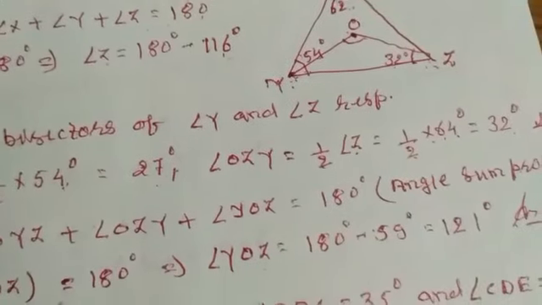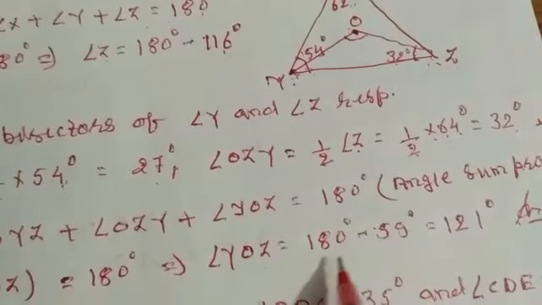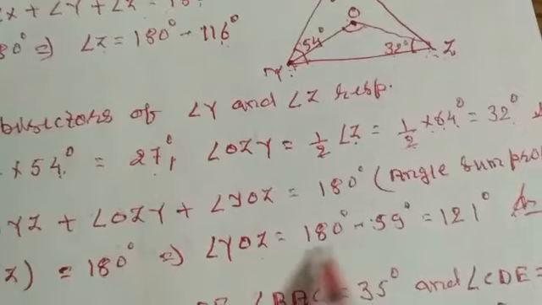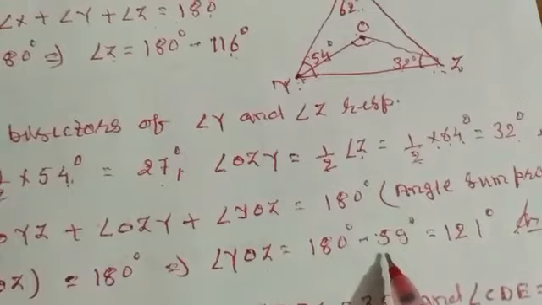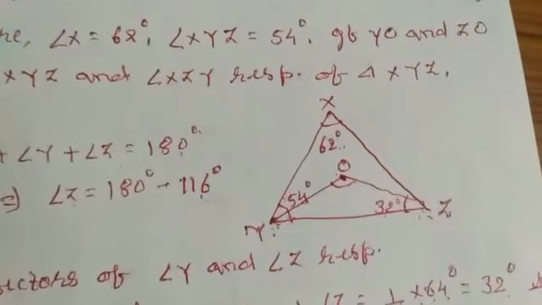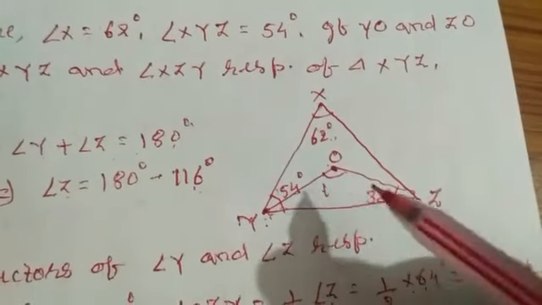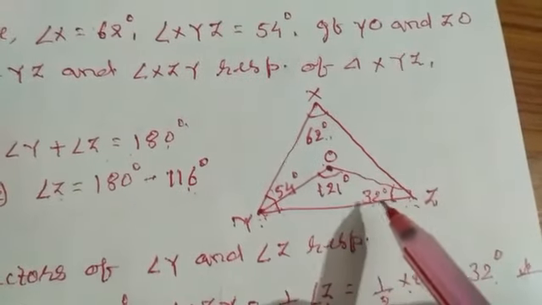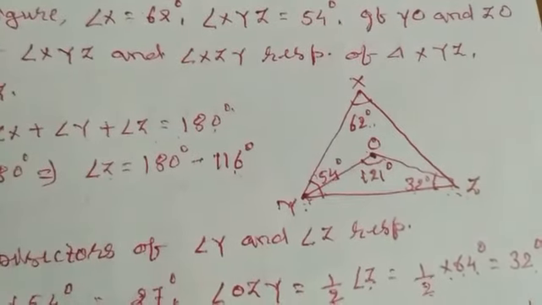On further solving it, angle YOZ equals to 180 degree minus 59 degree, so that after subtraction we have angle YOZ equals to 121 degree. Hence, we got the required measurement. Angle YOZ is 121 degree and angle OZY is of 32 degree. This is the required solution of this question.